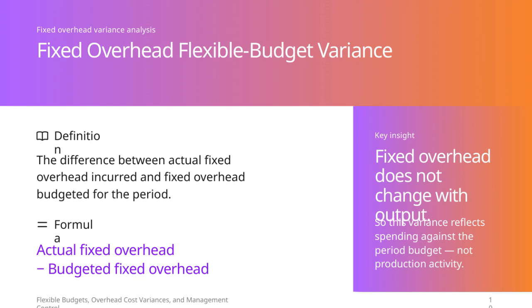Understanding this variance is crucial because it helps us see whether we were able to control our fixed costs effectively. It gives insight specifically into spending versus what we planned, rather than production efficiency. This is where flexible budgets and overhead cost variances come into play, assisting management in control and decision-making processes.